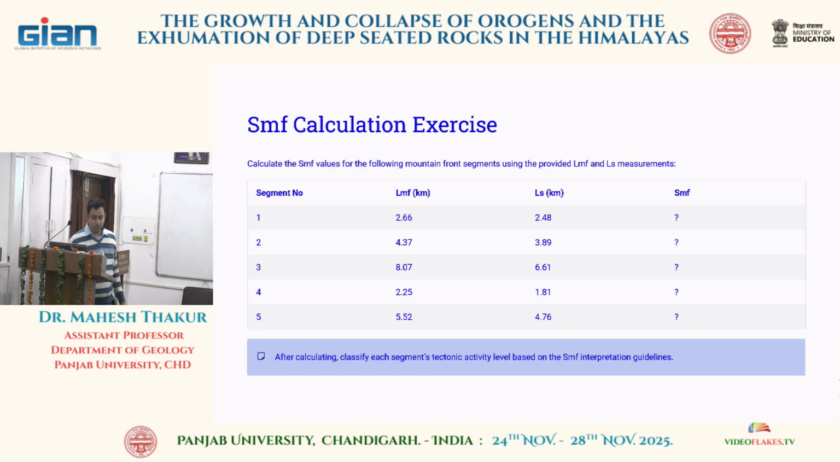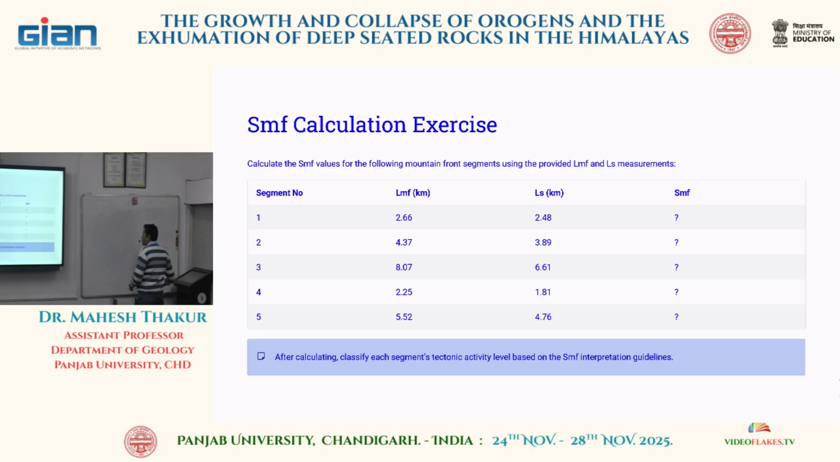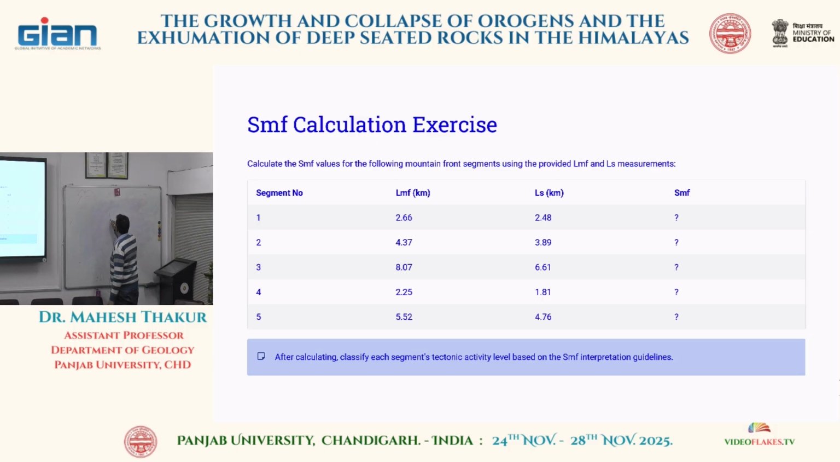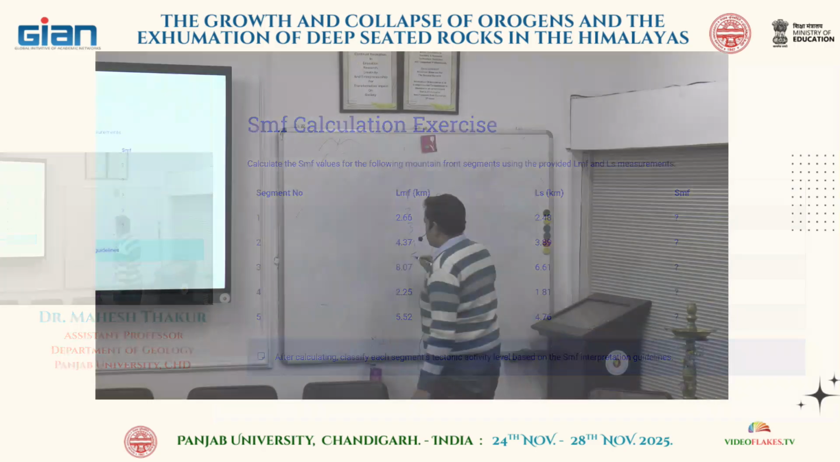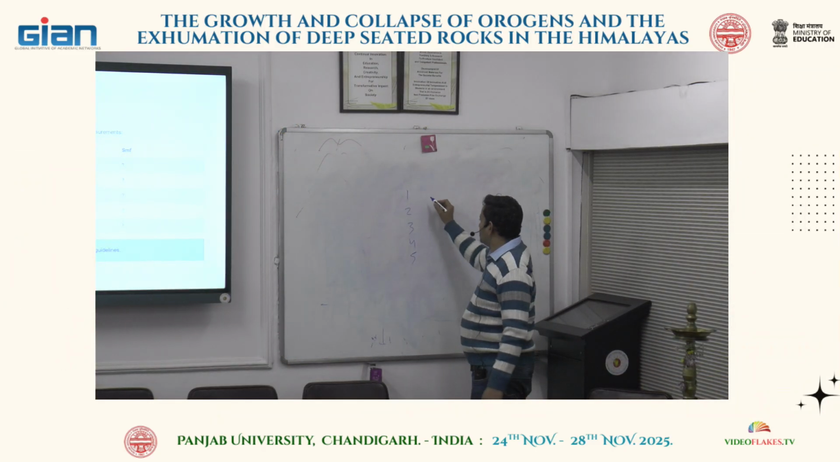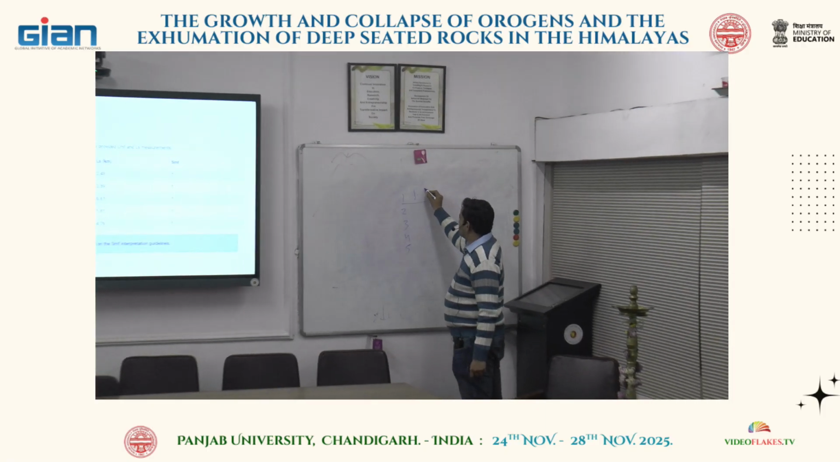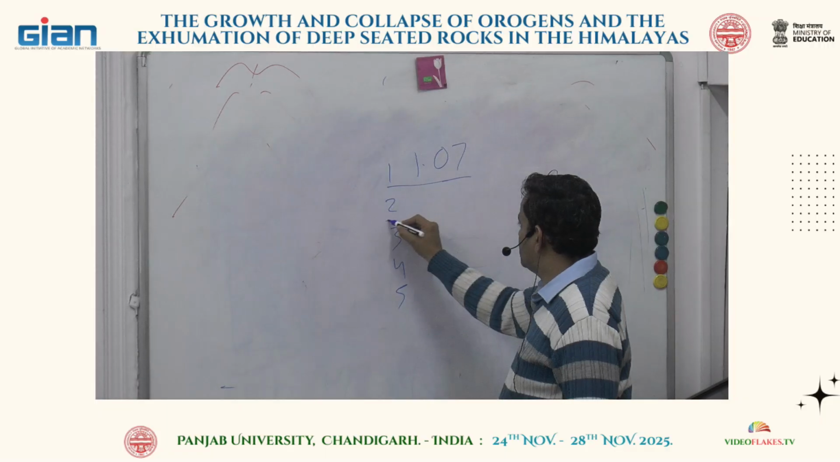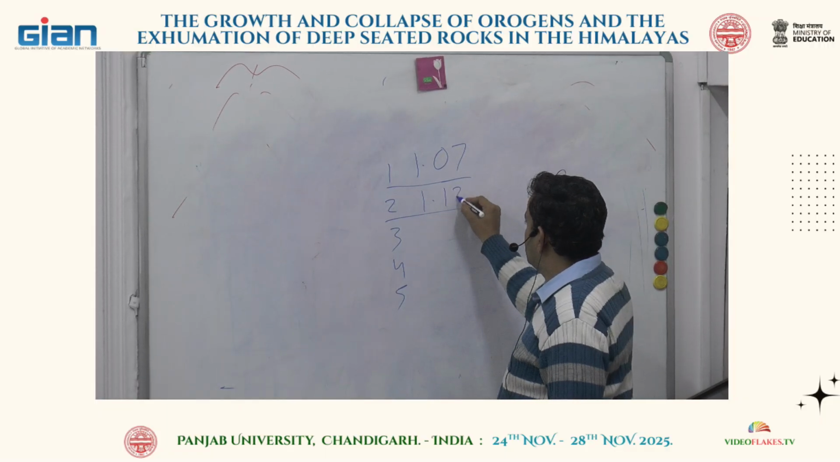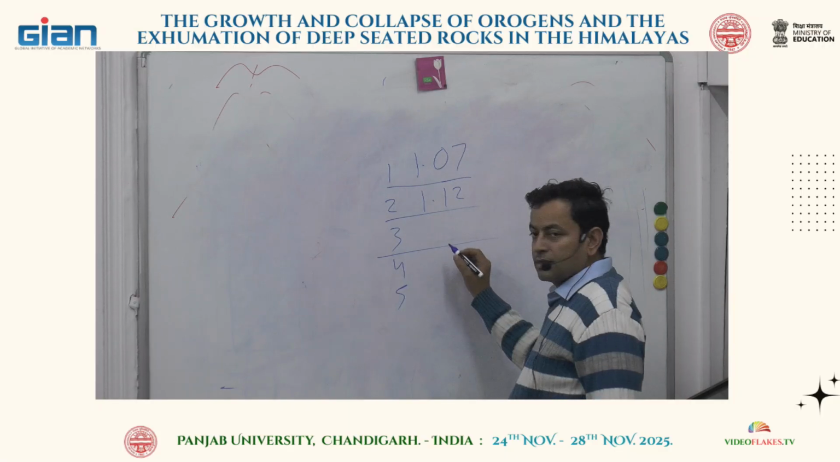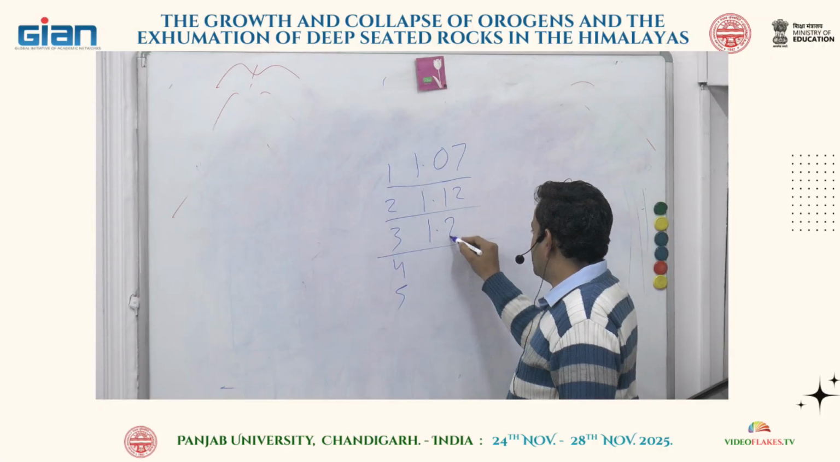So what is the value? 1 to 5. So what is the value for the first one? 1.07, 1.22.